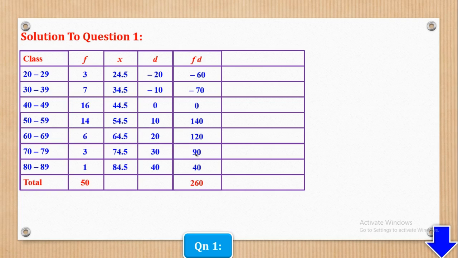Now this 260 is got by adding up all these values. So when I add all these values, I'll come up with 260, and that's what I put here under the row for total.